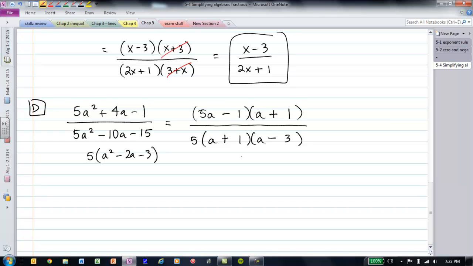Alright, so now I look for my like factors. And I see that a plus 1 is the same as a plus 1. It doesn't matter that they're not directly over each other. They still cancel out. And then I rewrite my final answer. I would have (5a minus 1) in the numerator, 5 parentheses (a minus 3) in the denominator. And you can just leave your answer like this. You do not need to multiply out the factors again. Just leave it like that. Okay, now you can go practice.